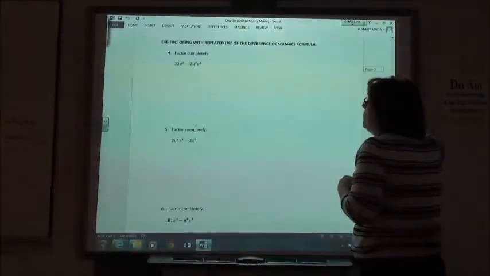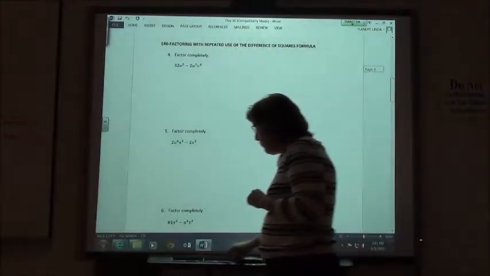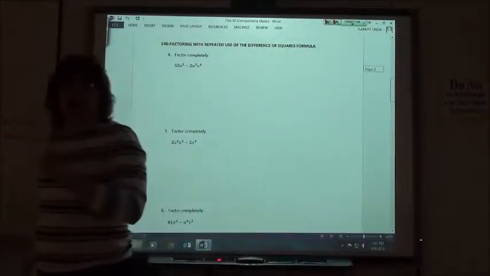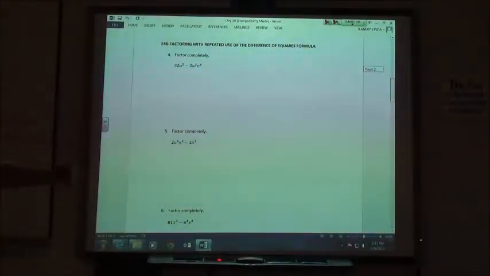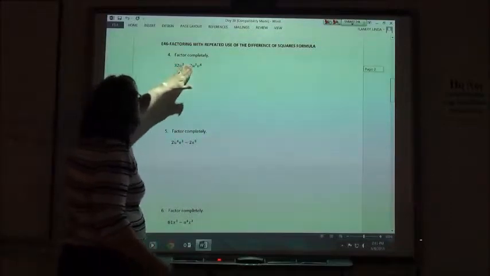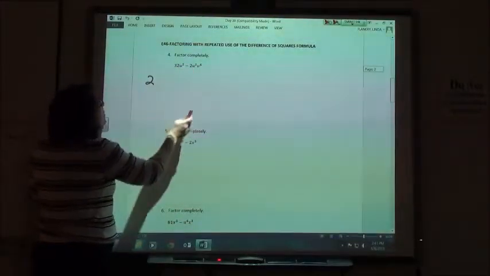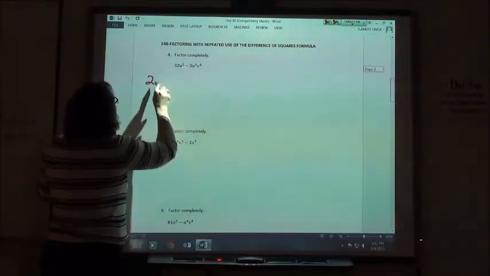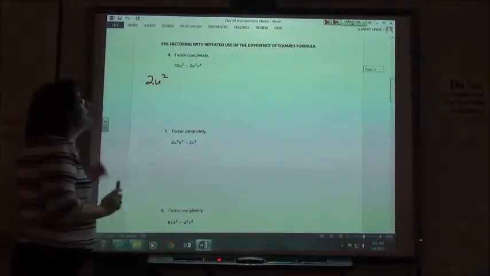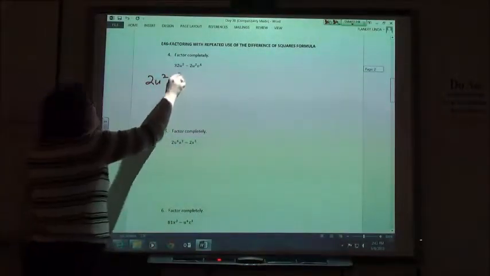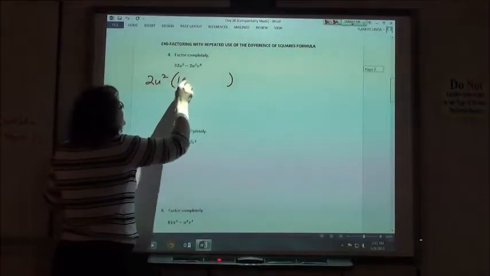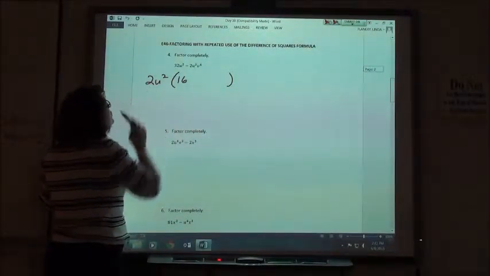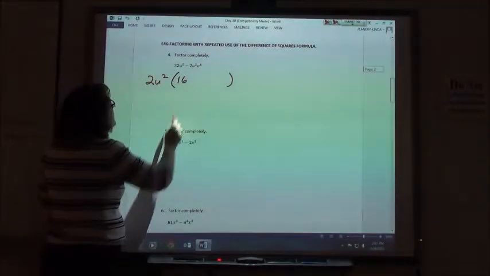The next one says factoring with the repeated use of difference of squares. Notice again the directions say factor completely. Whenever it says factor completely, it gives me a hint: look for a greatest common factor. 32 and 2 are both divisible by 2. I've got a u squared and a u squared, so I can take out the u squared. They both have that in common. I'm going to divide that out. So 32 divided by 2 is 16. 2 minus 2 leaves me 0 u's.